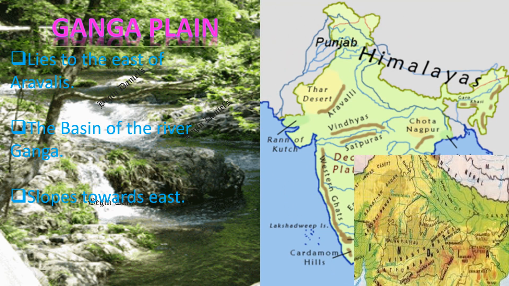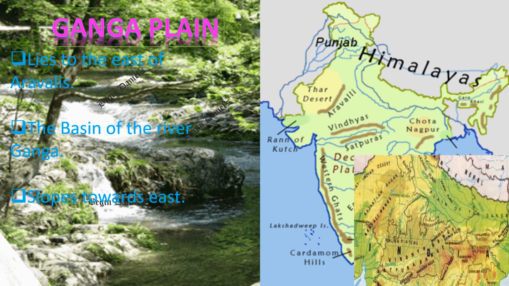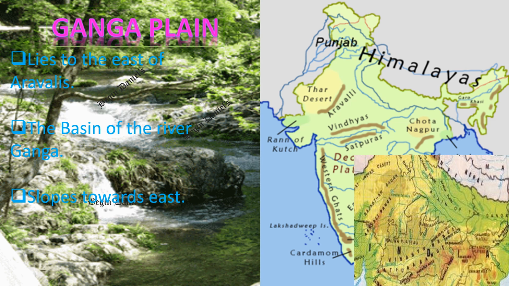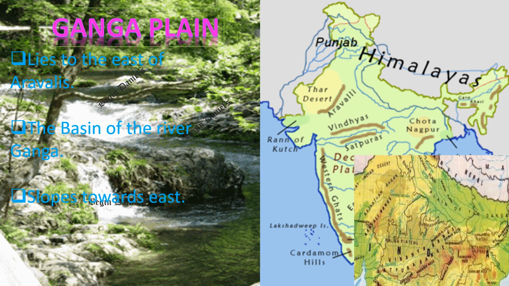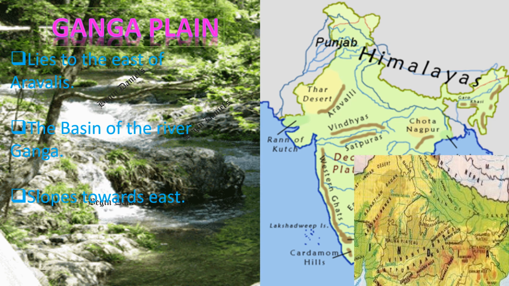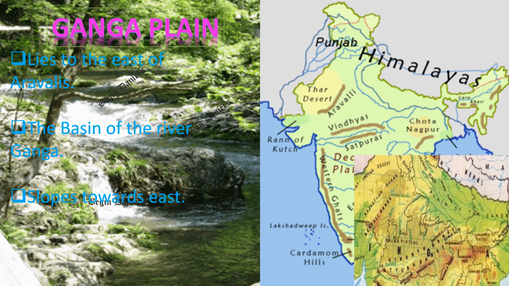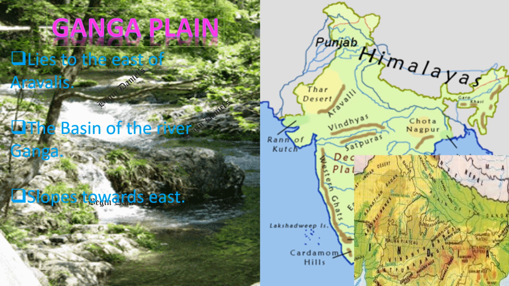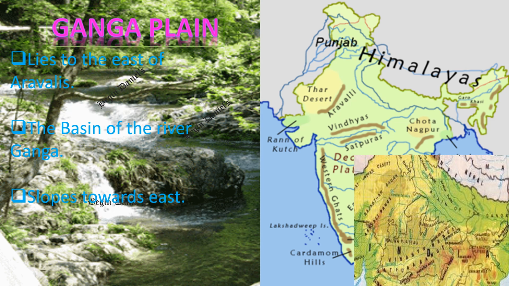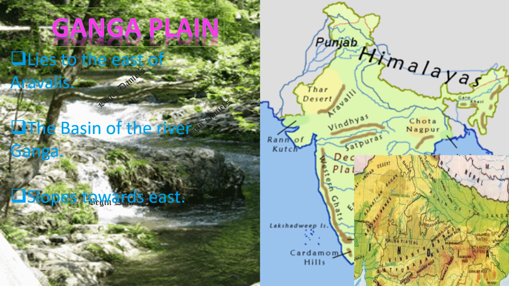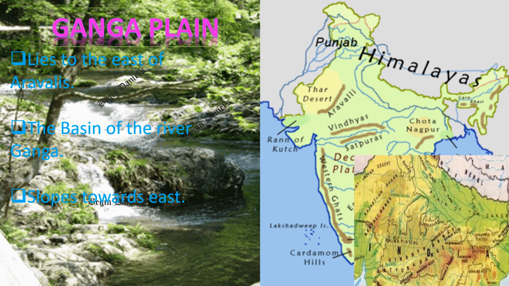Let us learn about the Ganga Plain. It lies to the east of Aravallis. The basin of the river Ganga is there. That is why it is called Ganga Plain. This low-lying flat area is watered by river Ganga and its tributaries. That is why it is called Ganga Plain. And it slopes towards the eastern side.